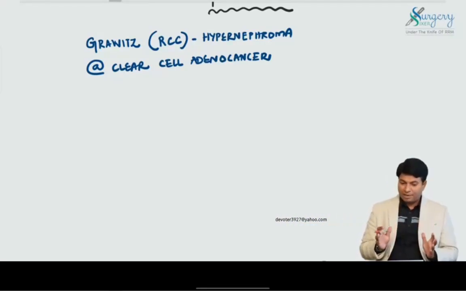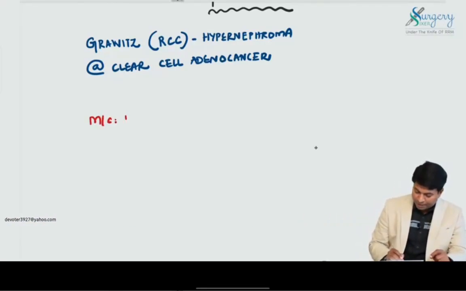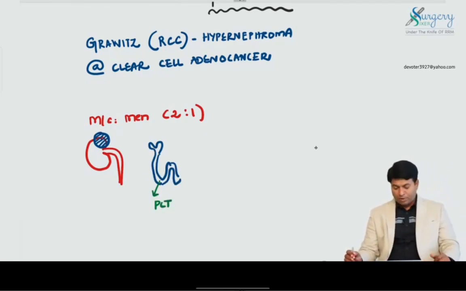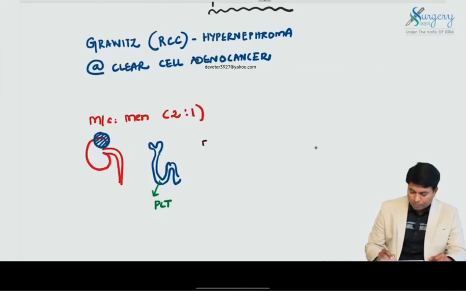So anyhow, for PG level I'm taking this topic. It is most common in men, with a ratio of 2:1. The tumor is most common in the upper pole of the kidney. Renal cell cancer arises from the proximal convoluted tubules. If you go to the nephrons, it arises from the PCT, and it is common in the age group of 50 to 60 years.